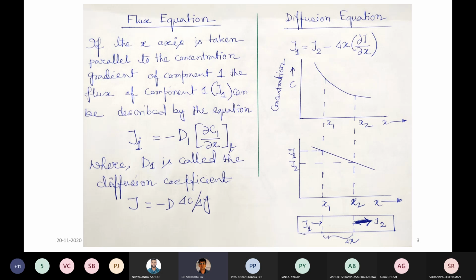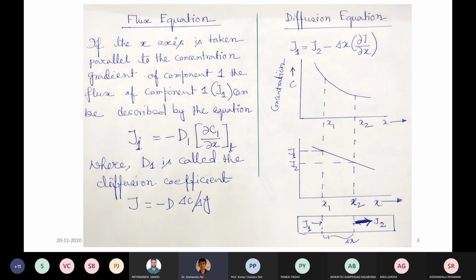Here D1 is the diffusion coefficient, and this equation is another form of Fick's first law. It fits the empirical fact that flux goes to zero as the specimen becomes homogeneous. When there is no concentration gradient, the specimen becomes homogeneous, and only then does the flux go to zero. How can you understand this from the mathematical expression? When there is no concentration gradient, del C by del x will be zero, so the flux will also be zero. That is the physics-based interpretation of the mathematical expression: the specimen becomes homogeneous when there is no flux movement. The flux goes to zero.